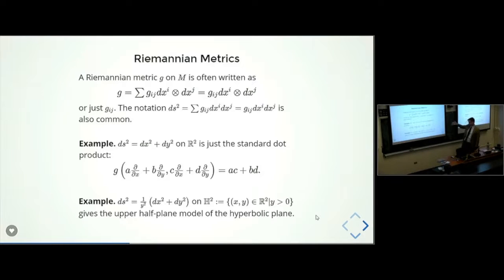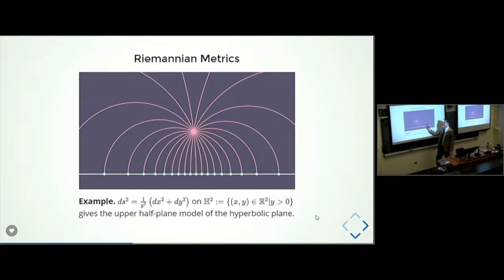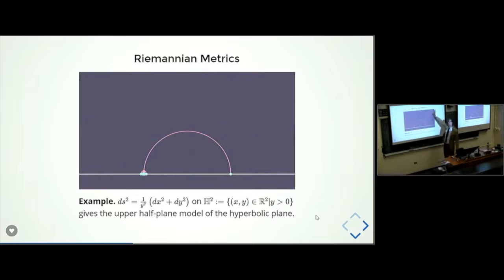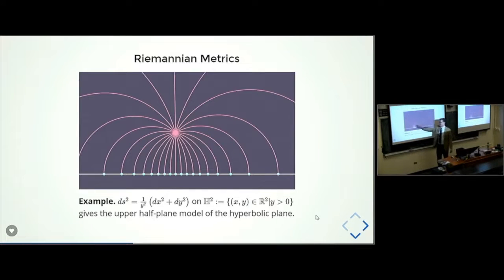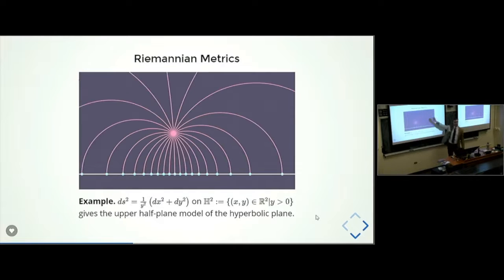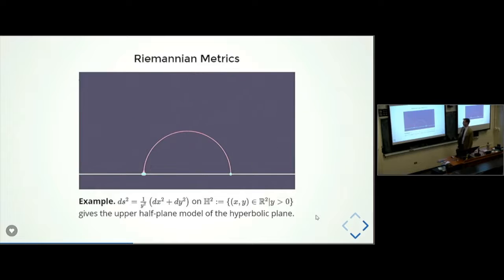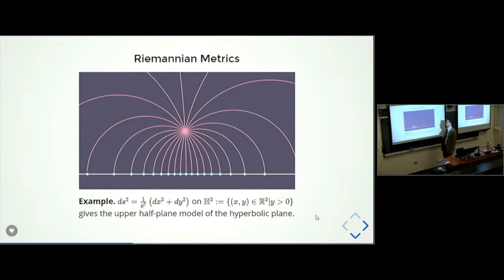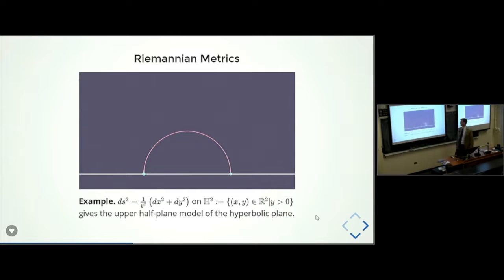And so this turns out to be the standard metric on this upper half space model of the hyperbolic plane. And so on the hyperbolic plane, your geodesics are either vertical straight lines, or semicircles that intersect the x-axis perpendicularly, right? So these are all geodesics. And yeah, so that's what's going on there.